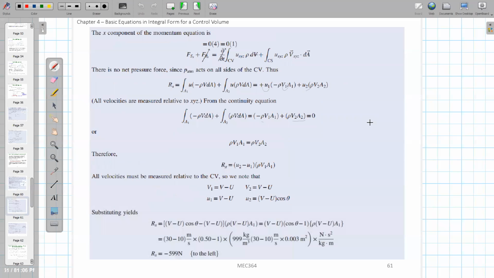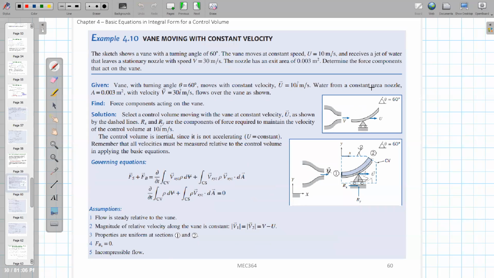And so that's why the new velocity V2, at the outlet, will be just equal to v minus u. This is for the new coordinate system. And u1 is the x component of this one, u2 is the x component of this one. So u1 equals this value, and u2 will be this value times cosine theta. This theta is 60 degrees. You have 60 degrees here.